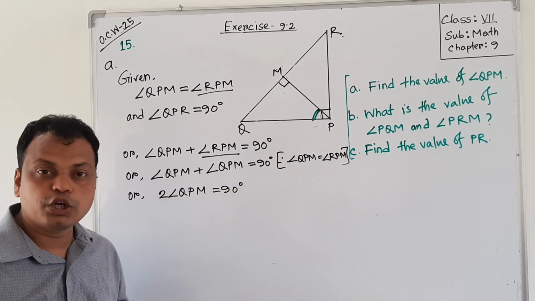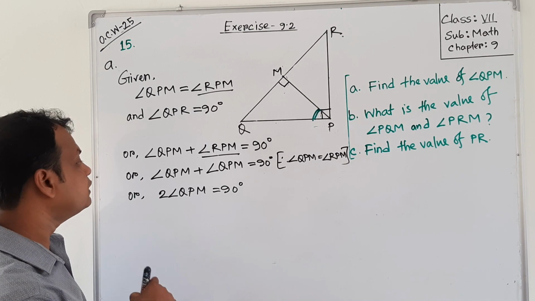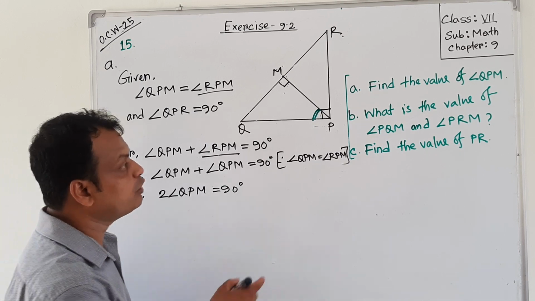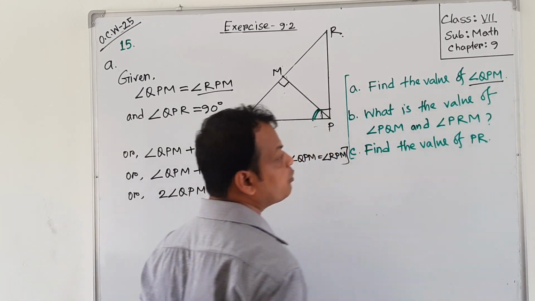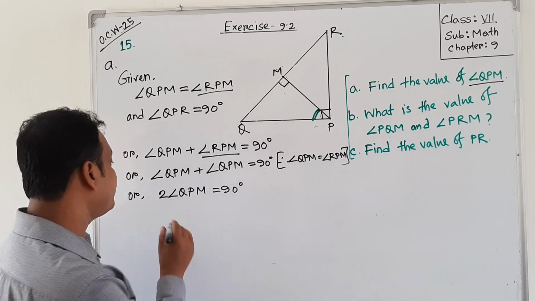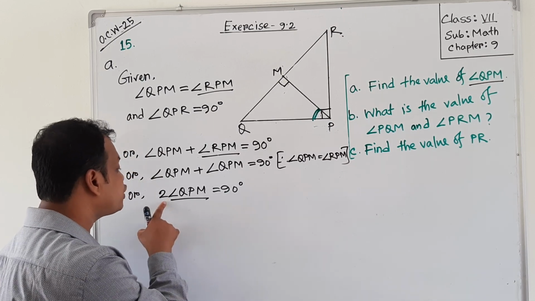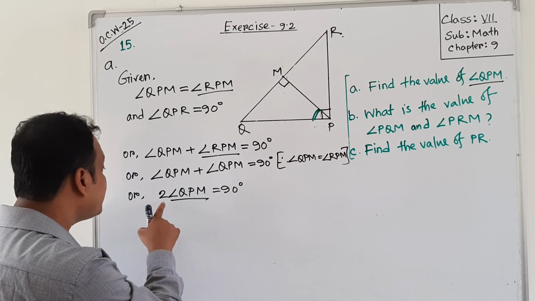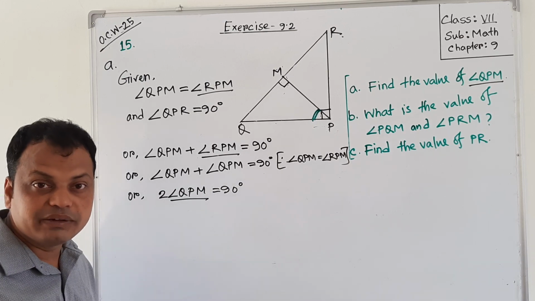2 angle QPM equals 90 degree. We have to find the value of angle QPM. But we have got here 2 angle QPM, so we have to eliminate 2.